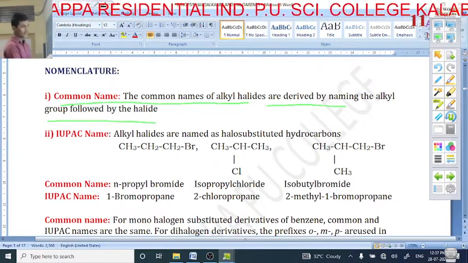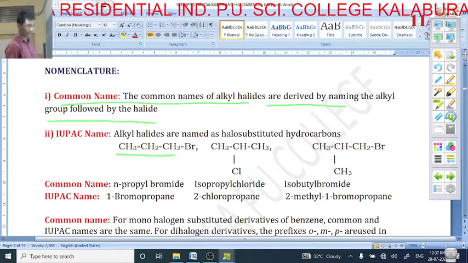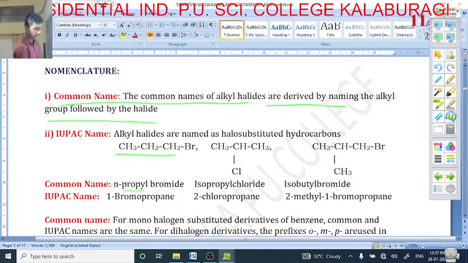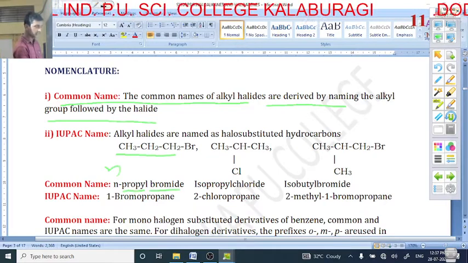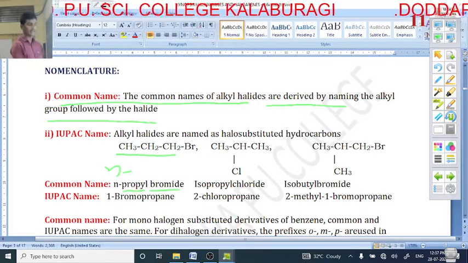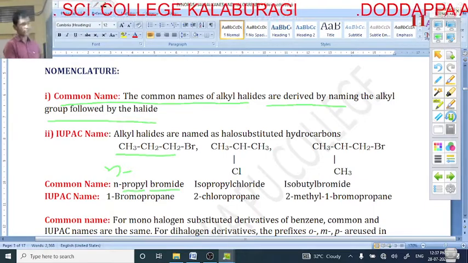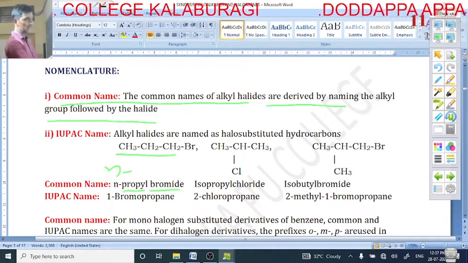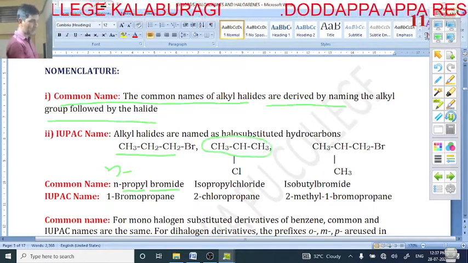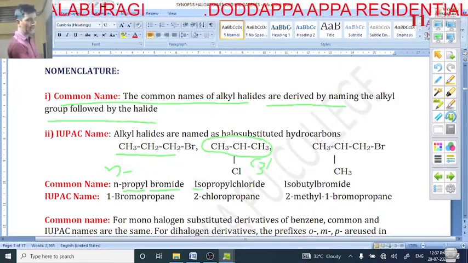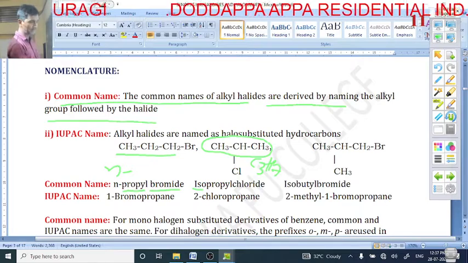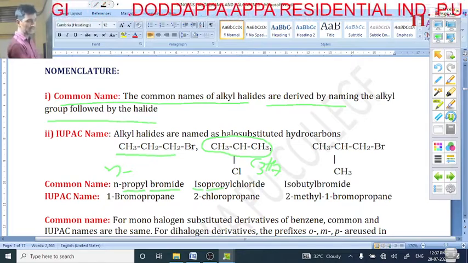Now the common name. How many carbons? CH3, CH2, CH2 is called propyl group, and Br is bromide. It is a straight chain hydrocarbon. Straight chain means we can use n. n indicates normal. And this CH3, CH, CH3 is called the iso group. How many carbons? 3 carbons and 7 hydrogens is called propyl, and the Cl is called chloride.